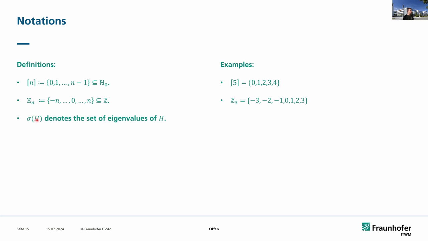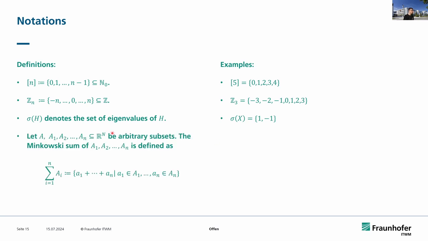Okay, that's also a typical notation. If you write a sigma and an operator here, that denotes the set of eigenvalues of that operator. So for example, the eigenvalues of the Pauli operator again are plus and minus 1. And maybe that now is a little bit new. If you have arbitrary subsets of R to the n, then we can define the Minkowski sum of these sets. The Minkowski sum is just all possible sums of elements of these sets. So again, let's make an example. If you have the set {1, -1} and the set {2, -3}, what does the Minkowski sum look like? It's 1 plus 2, that's 3. 1 plus -3 is -2, -1 plus 2 is 1, and -1 plus -3 is -4. Okay, so you see it's not very complicated.